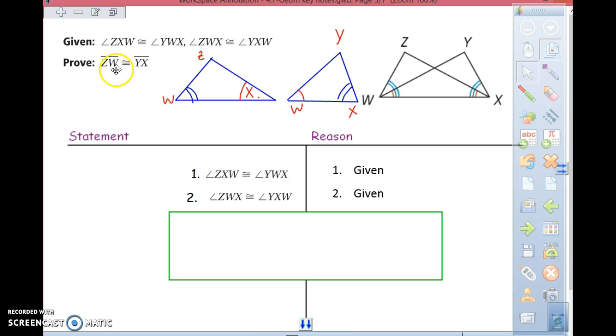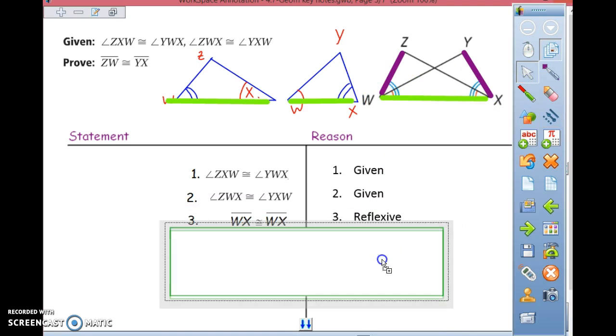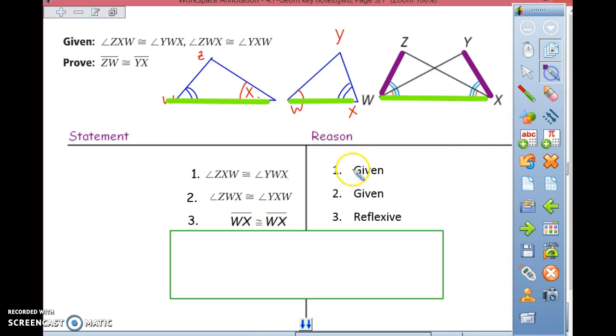We're trying to make ZW and YX congruent. So we're looking for those two pieces. I think what we need to do is prove those two triangles congruent, and then their corresponding parts would be congruent. So let's see what we can do. Do we see any overlapping parts? I notice that this is called WX and this is called WX. So in the original picture, WX is on both sides. So we can use the reflexive property to say that that side is congruent to that side.